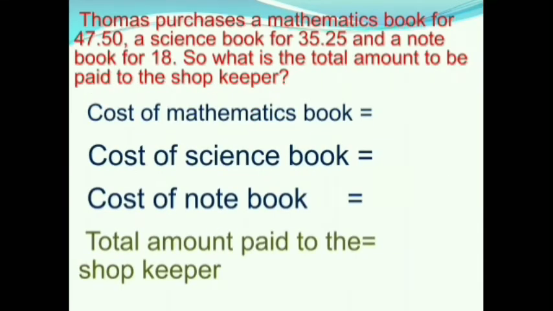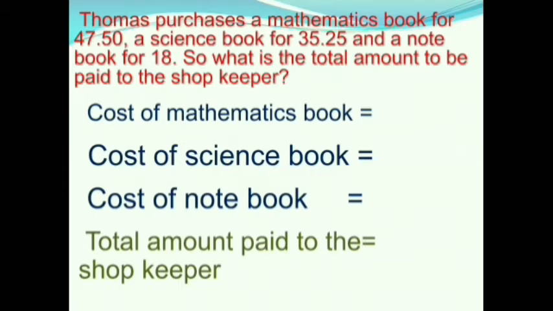Children, see this question. Thomas purchases a mathematics book for 47 rupees 50 paise and a science book for 35 rupees 25 paise and a notebook for 18 rupees. So, what is the total amount to be paid to the shopkeeper?